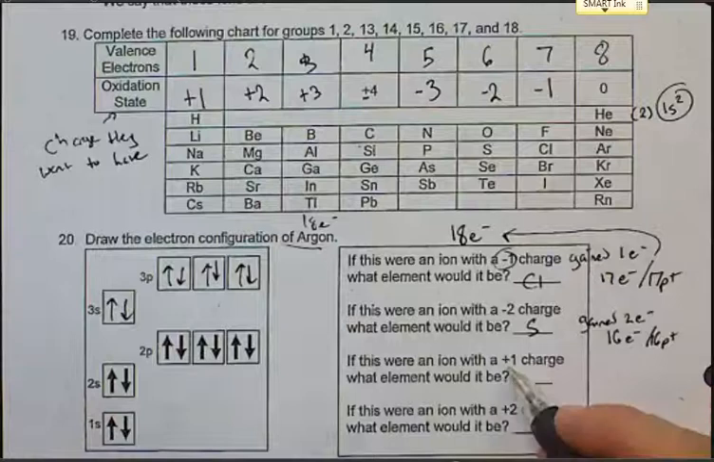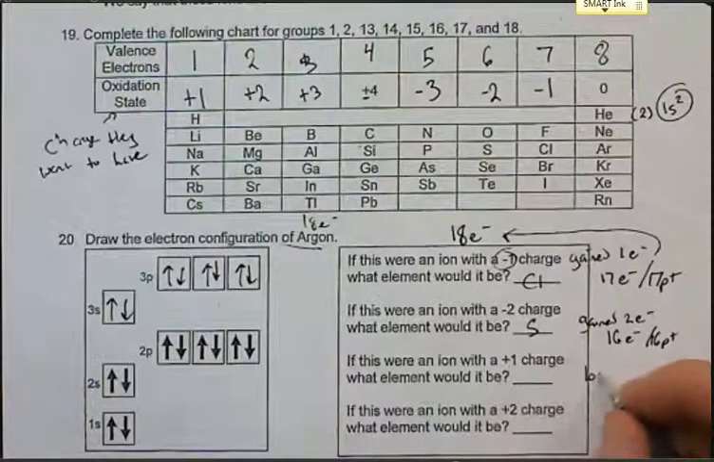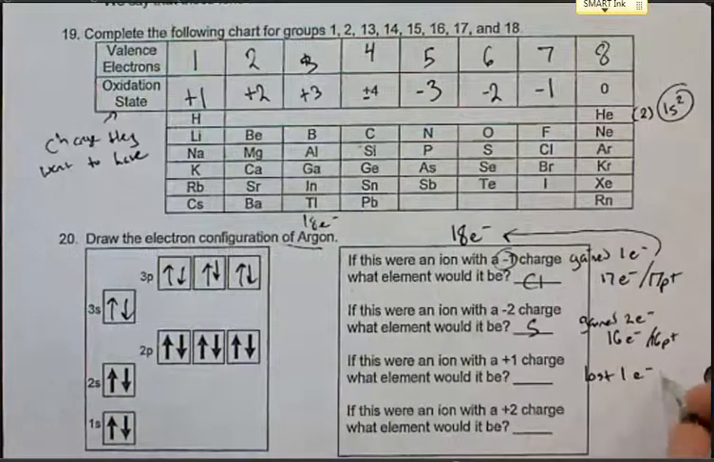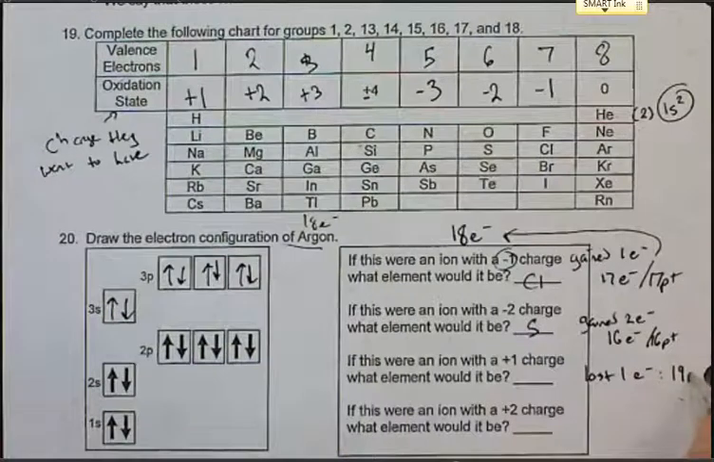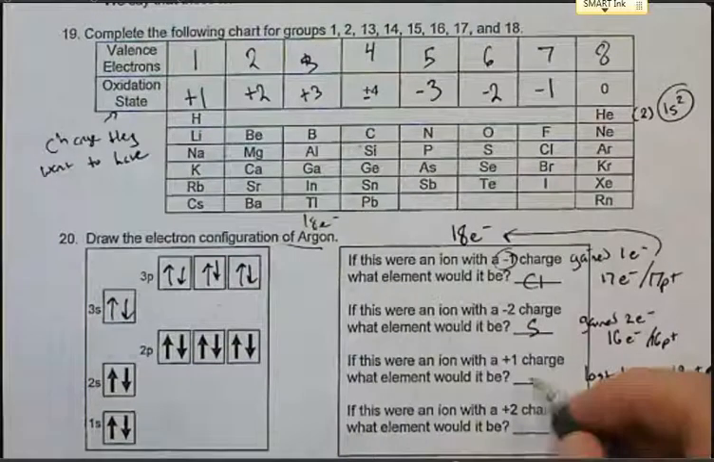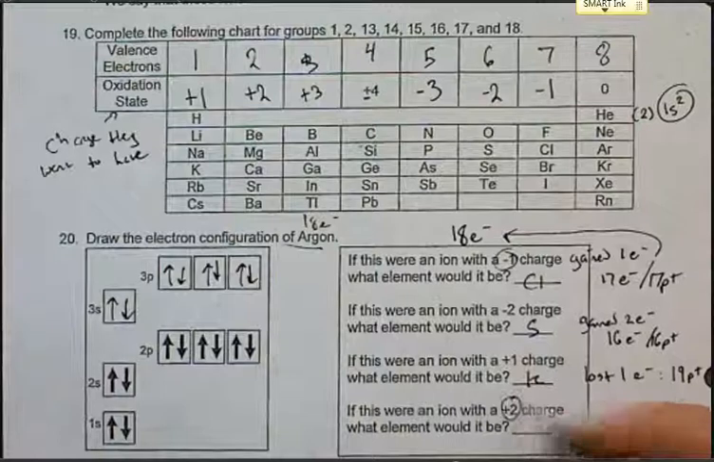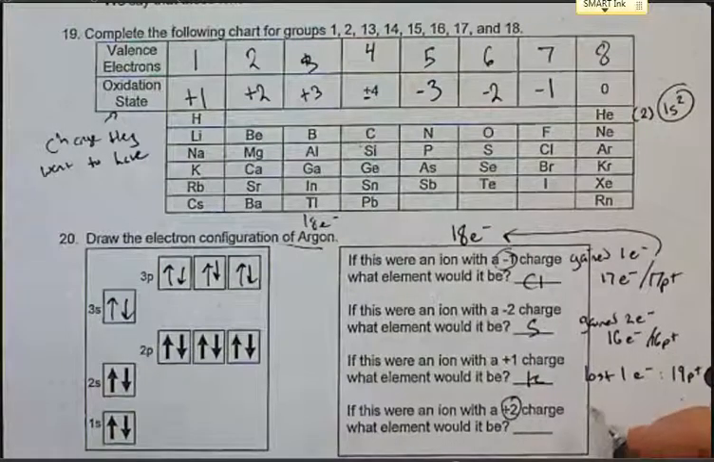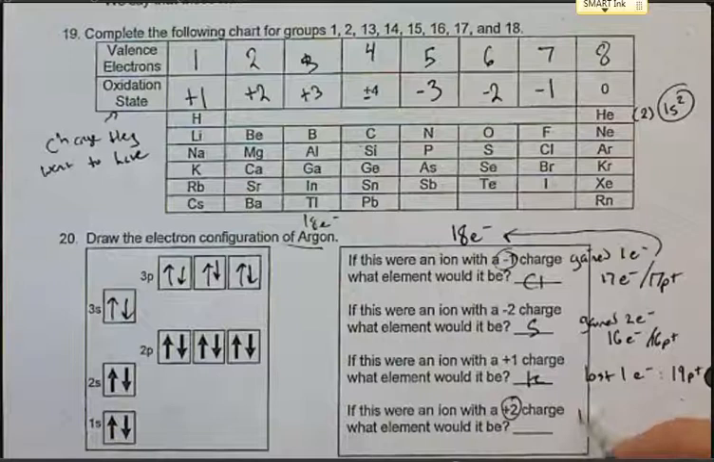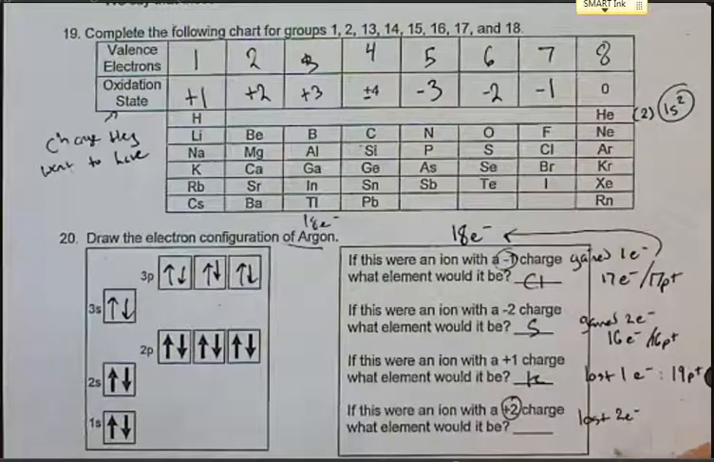Going the other way, if it's a +1 charge, that means it's lost 1 electron. It means it started out with 19, and that's potassium. And if it now has a +2 charge to get to 18 electrons, it means it's lost 2 electrons. It started with 20, which means the element is calcium.